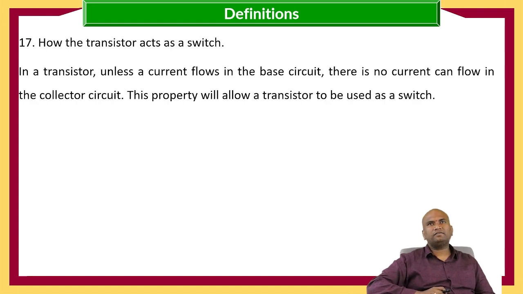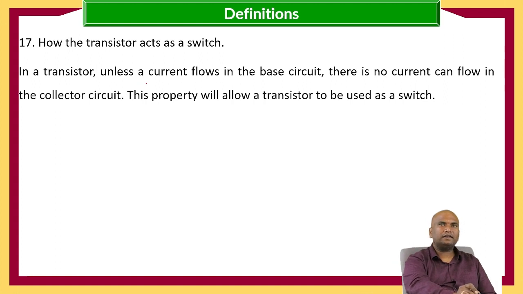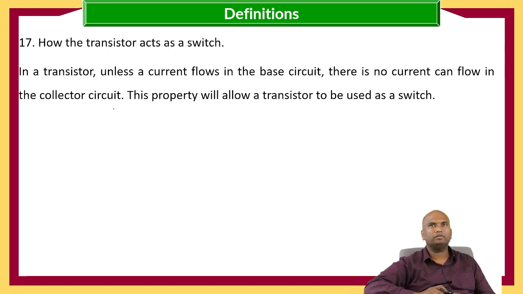How the transistor will act as a switch. In a transistor, unless a current flows in the base circuit, no current can flow in the collector circuit. Once the base current flows, then only current will flow through the collector circuit. This property allows a transistor to be used as a switch. So when we give the base signal, then only the transistor will conduct.